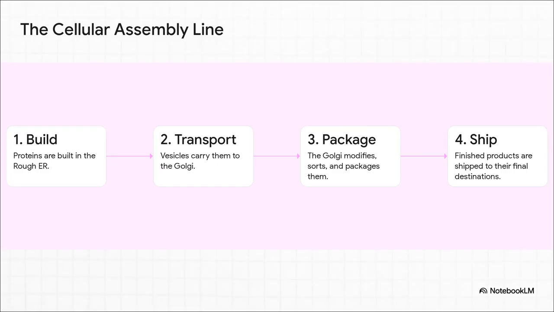And they all work together in this seamless assembly line. A protein is born in the rough ER, travels in a little bubble to the Golgi, gets modified and packaged, and then it's shipped off to wherever it's needed. It's an unbelievably efficient logistics network.